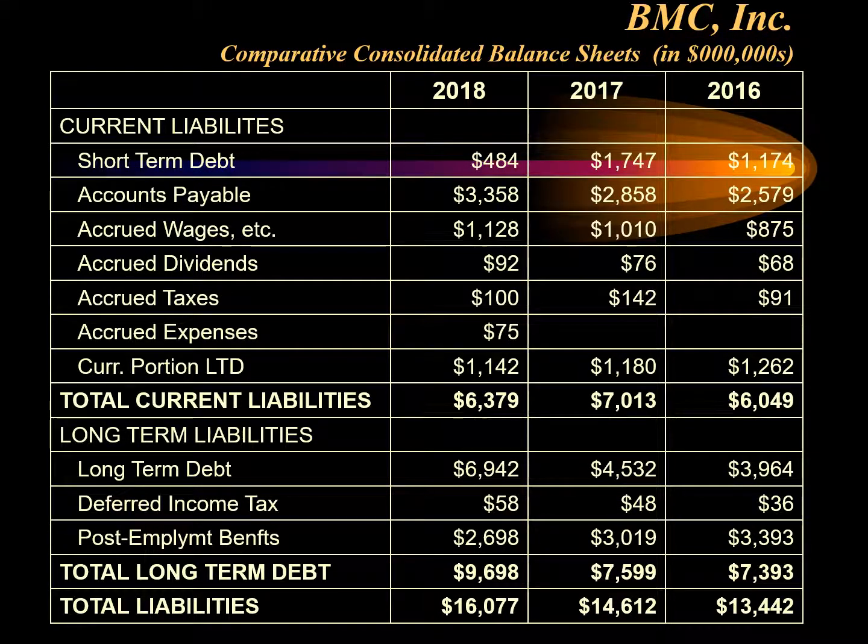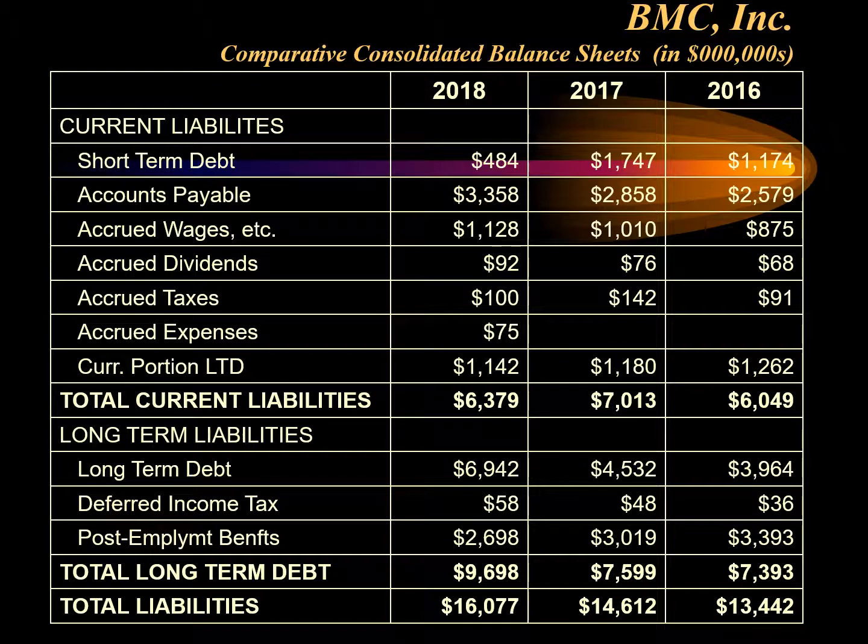Okay, next we'll deal with liabilities. That's the other half of the balance sheet, your liabilities and equity. So here are our liabilities. Again, we start out with our current liabilities, which are liabilities that have to be paid within the year or one operating cycle. The company may or may not have short-term debt, but if they do, short-term debt generally implies it has to be paid in less than a year. So this company has $484 million in short-term debt that has to be paid up next year.